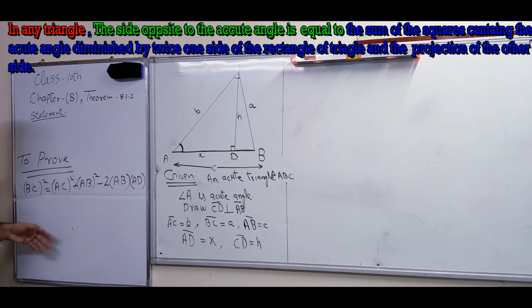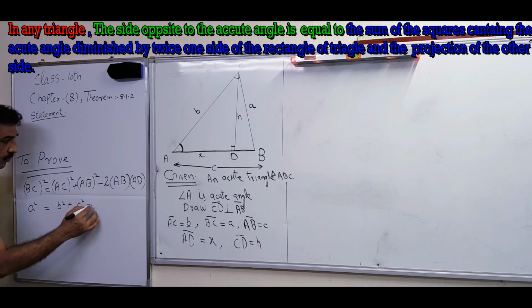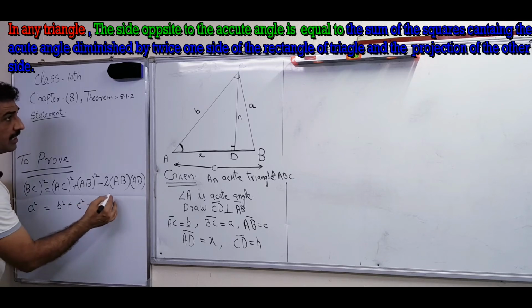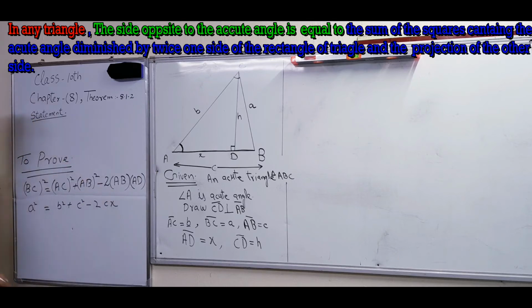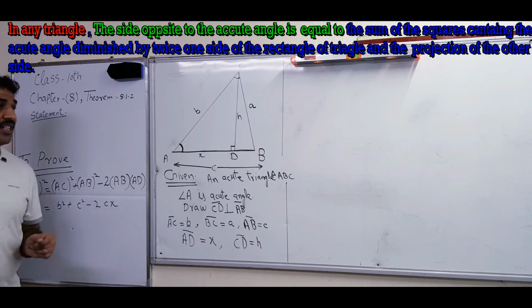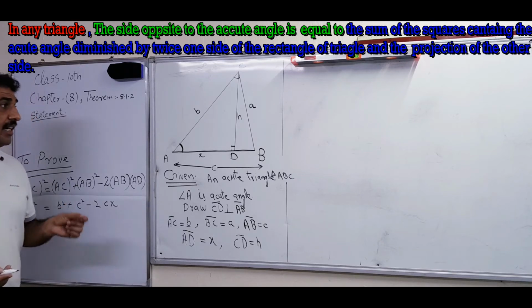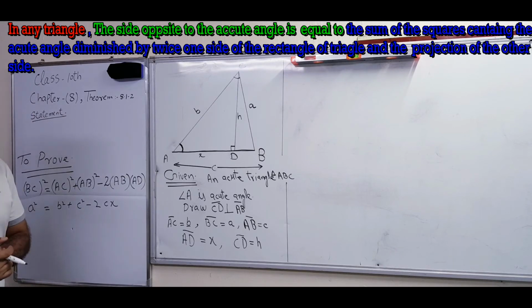If we name the small sides like these, it is like that: a square is equal to b square plus c square minus 2, in the place of AB is c and the projection is x. In short, we have to prove this: a square is equal to b square plus c square minus 2cx. Okay. After that, now we are going to statement and reasons.